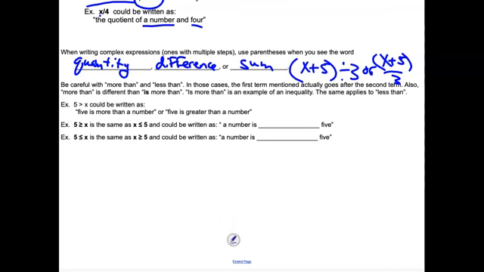Okay. Then we also want to be careful. We want to differentiate between more than and less than compared to is more than and is less than.